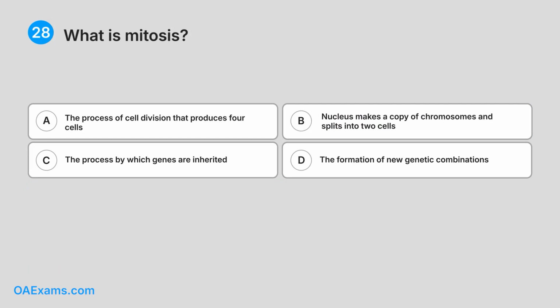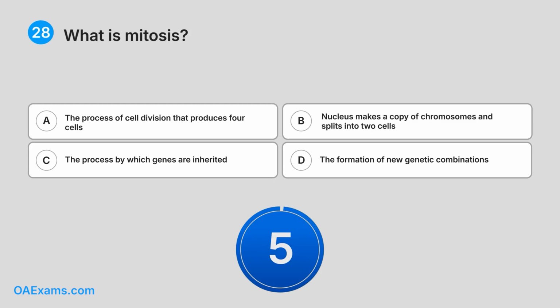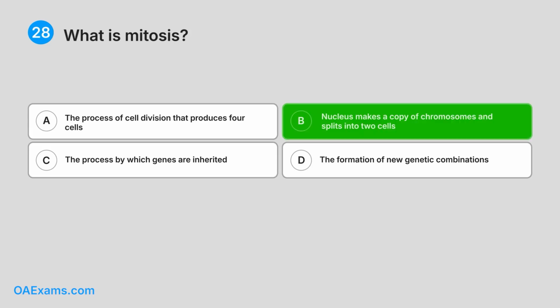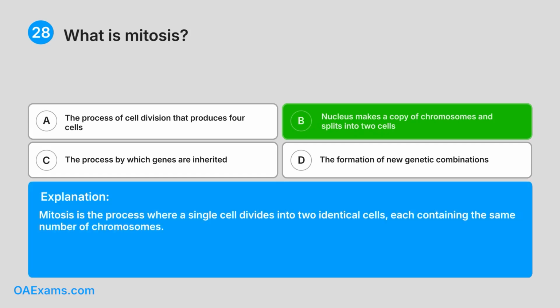28. What is mitosis? A. The process of cell division that produces 4 cells. B. Nucleus makes a copy of chromosomes and splits into 2 cells. C. The process by which genes are inherited. D. The formation of new genetic combinations. Do you know the answer? Correct answer. B. Nucleus makes a copy of chromosomes and splits into 2 cells. Explanation. Mitosis is the process where a single cell divides into 2 identical cells, each containing the same number of chromosomes.